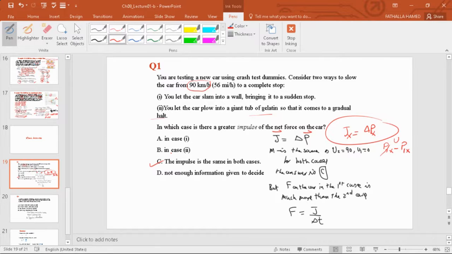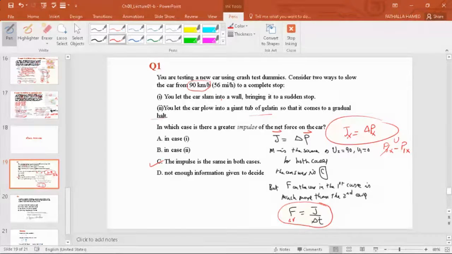But remember, what is going to be different is going to be the average force. The average force is going to be the impulse divided by delta T. So in the first case, your delta T is going to be small, so the average force is going to be big. In the second case, your delta T is going to be larger, and that means the average force will be less.